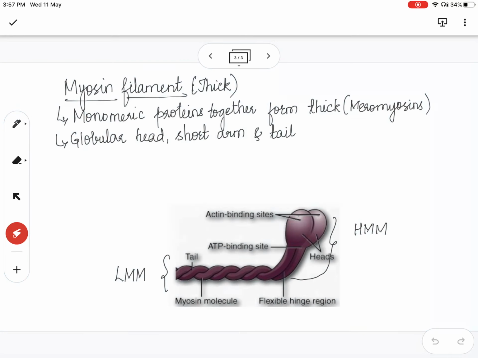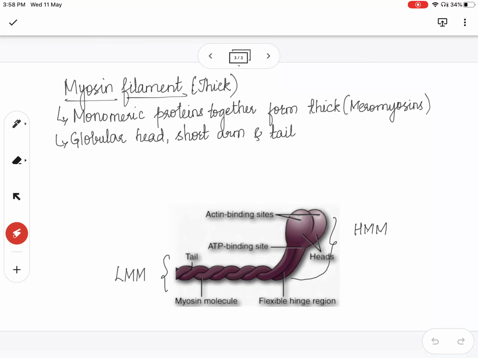Similarly, there is another one, that is myosin filament. This is the last one. Myosin filament is also called what? Thick filament, correct? Now, this myosin filament has many proteins, or you can also say single units of monomeric proteins. These monomeric proteins combine together to give rise to a structure, that is the thick filament. And because it forms one complete thick filament, they have a name called meromyosins.